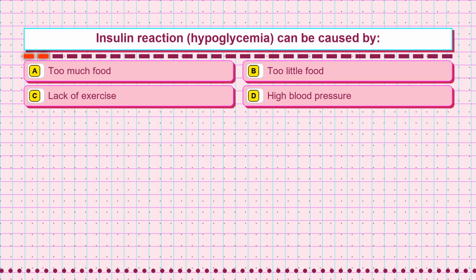Question 15. Insulin reaction, hypoglycemia, can be caused by: Option A, too much food. Option B, too little food. Option C, lack of exercise. Option D, high blood pressure.